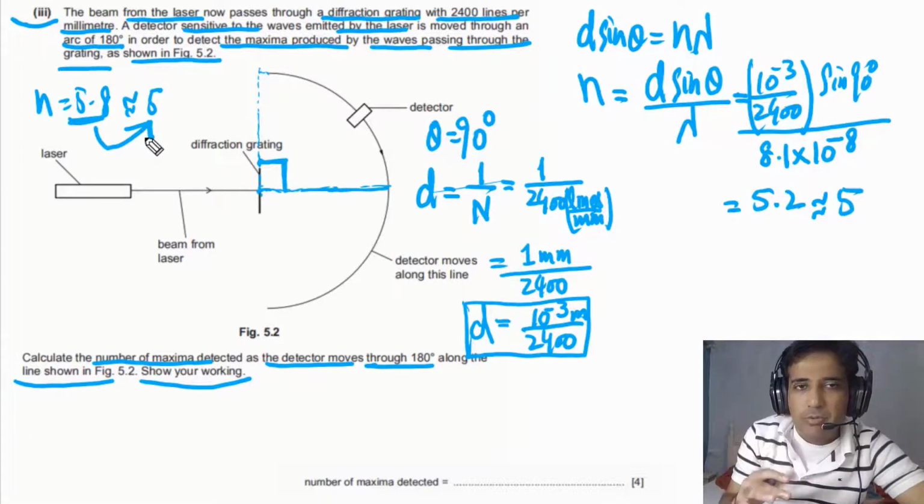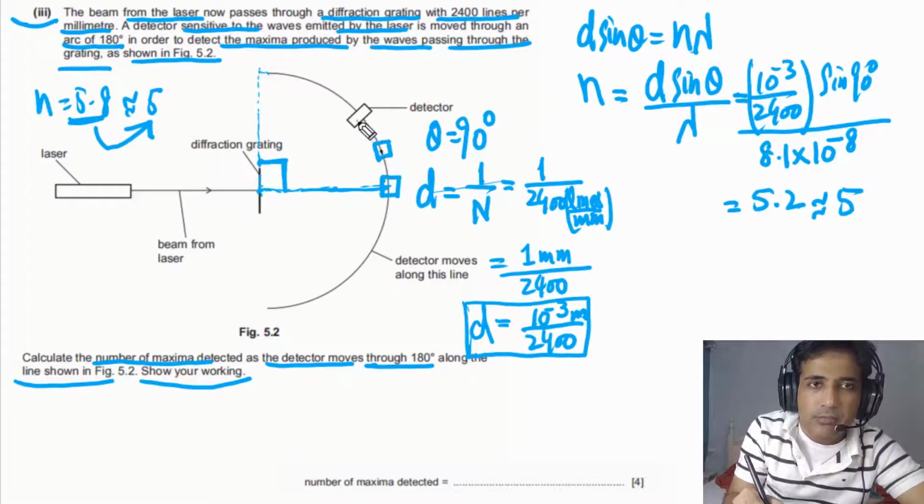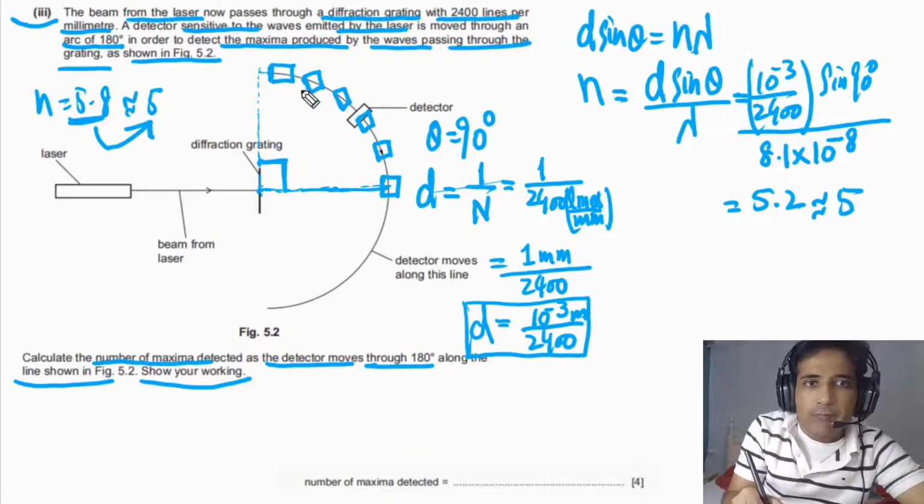So the number of bright fringes on one side of center maxima, in this case we have 5. Simply we can write here, here is 1 and here is second, here we will get third, and here we will get fourth, and here we will get fifth. So we have 5 here.